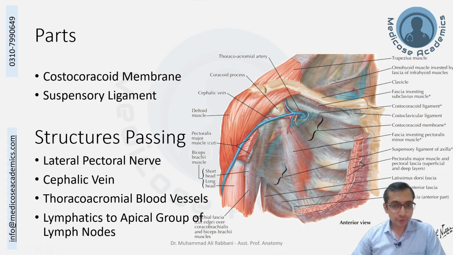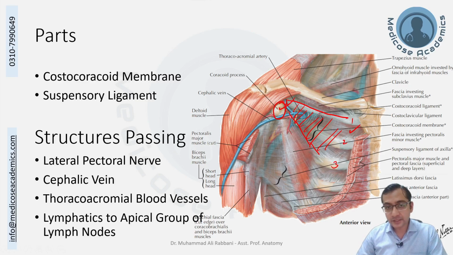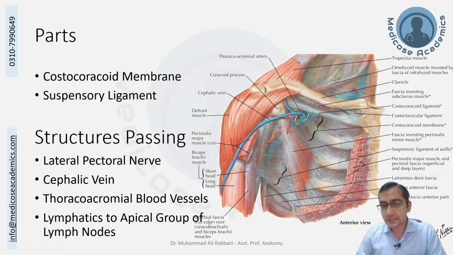So depending upon the placement of the pec minor, it is divided into two parts. Then there is a part that is above the pec minor, this part. So this whole part is called the costocoracoid membrane. Why? Because here is the coracoid process, it is attached to here, and through here it is attaching to ribs number 1, 2 and 3. So this is the costocoracoid part, and its part that is just beneath and parallel to the subclavius muscle is thickened. So this is called the costocoracoid ligament. This is the costocoracoid ligament.